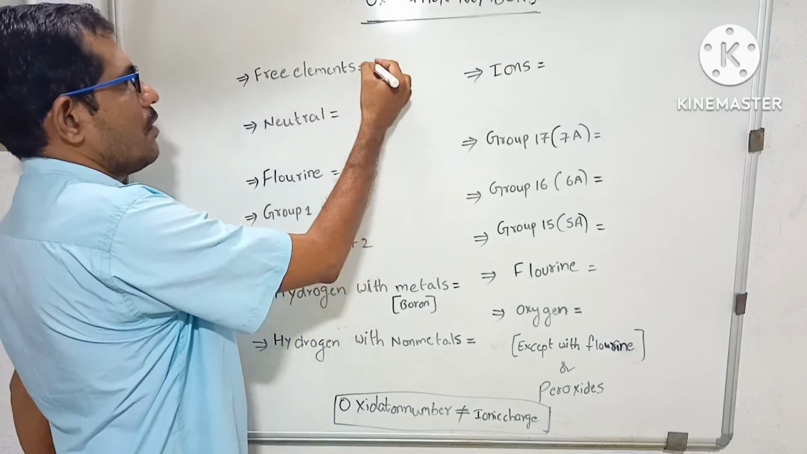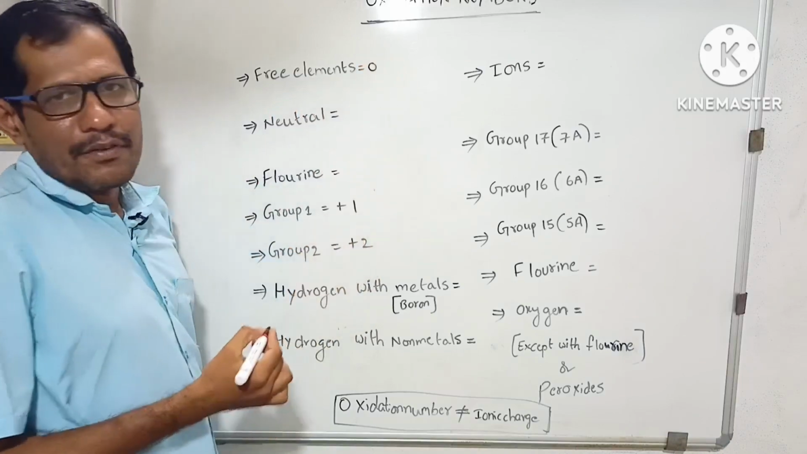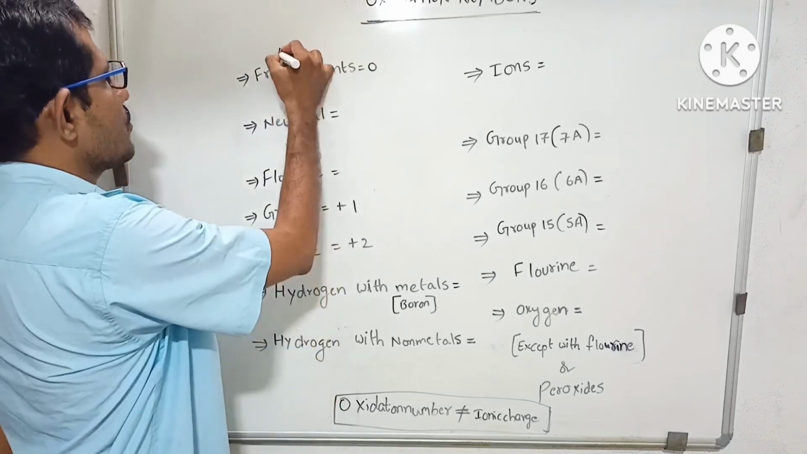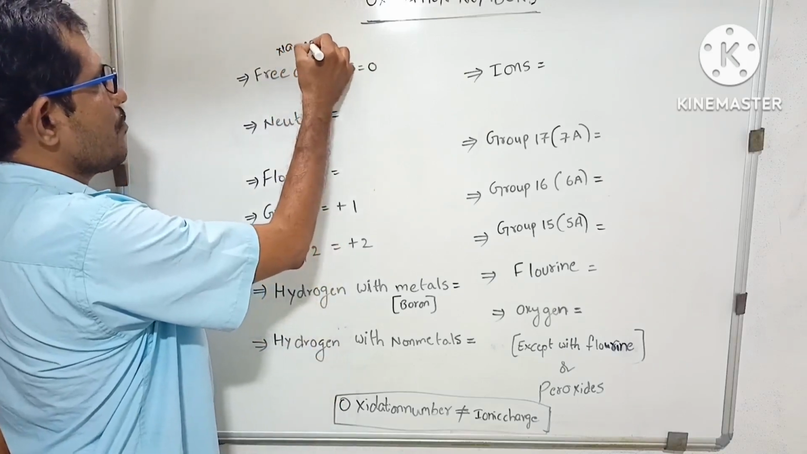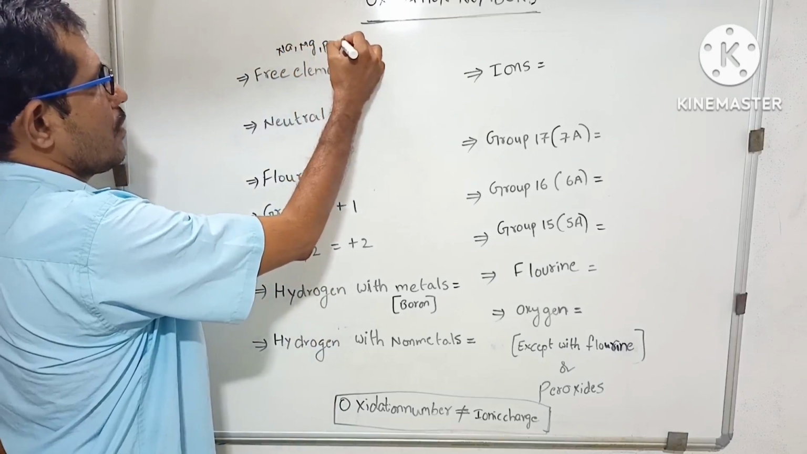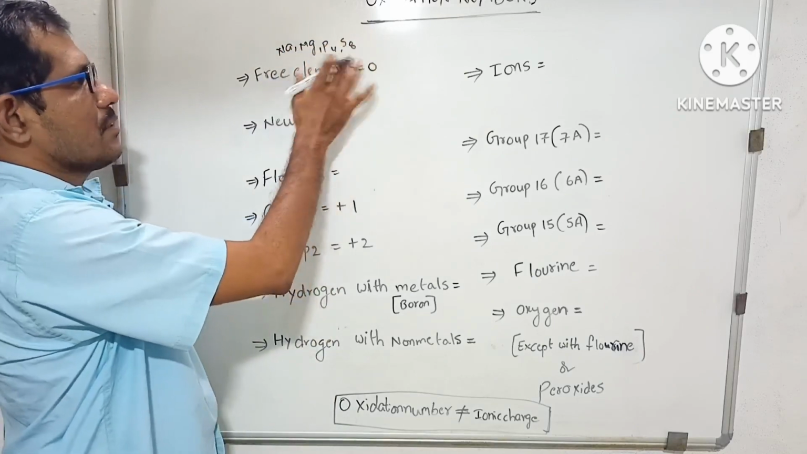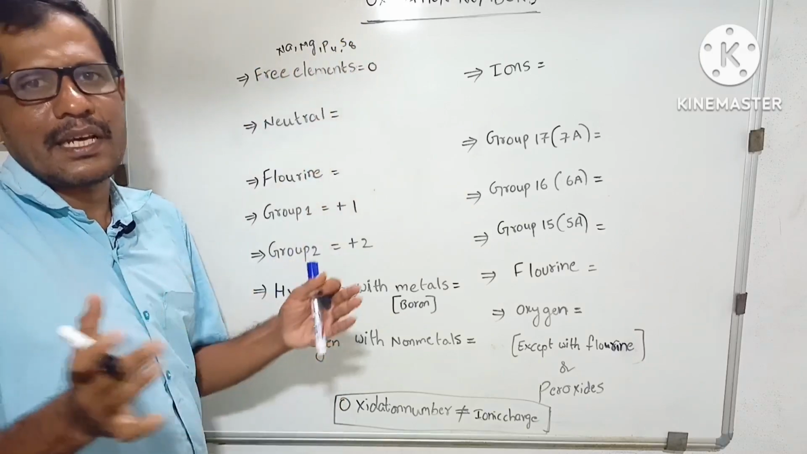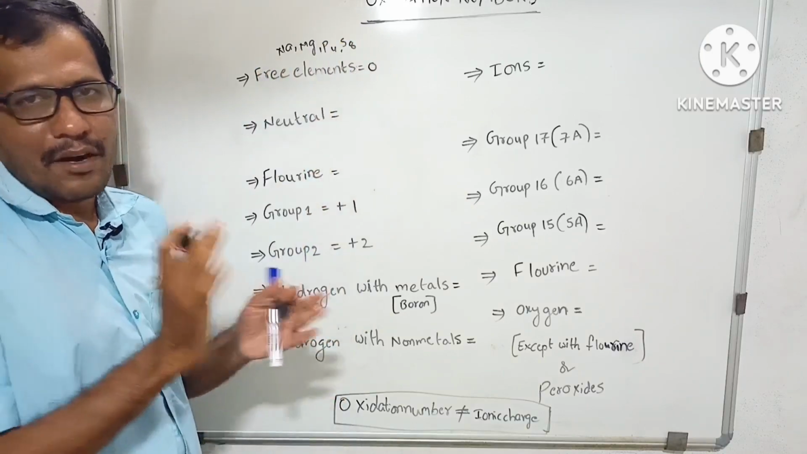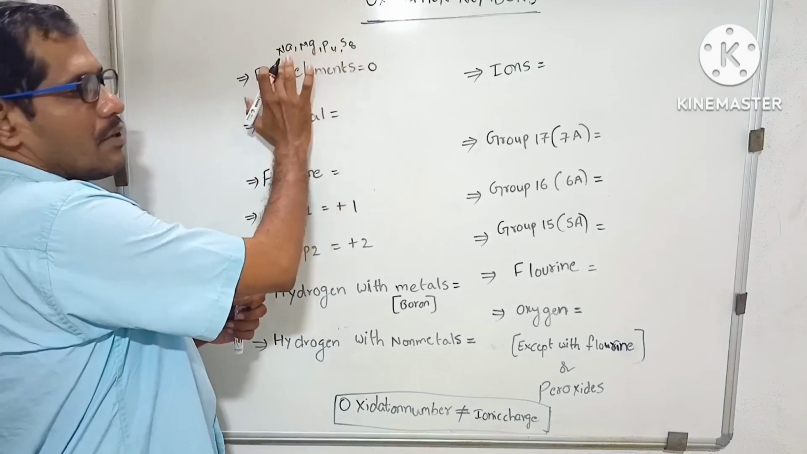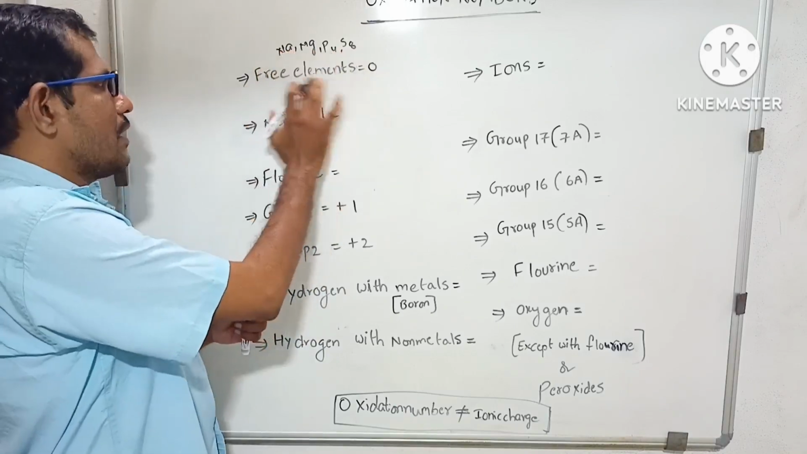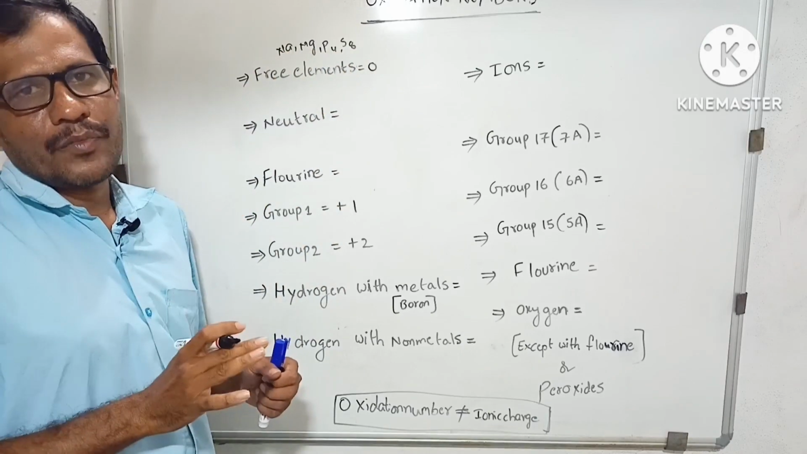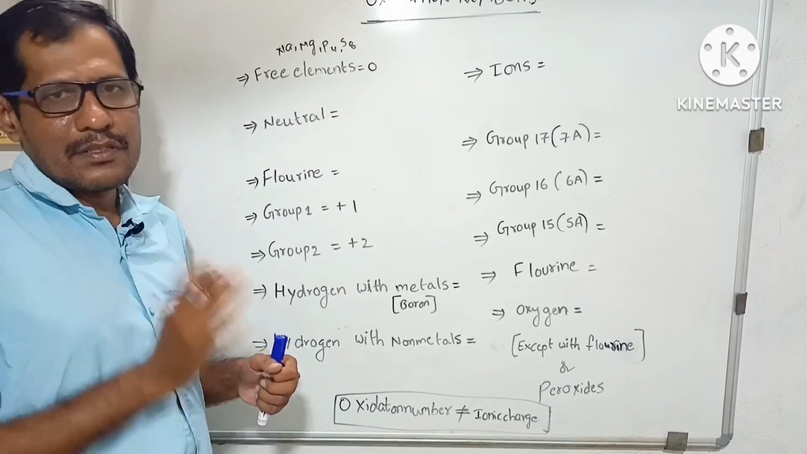So first, the oxidation number of a free element is 0. What is meant by free elements? If you take sodium, magnesium, P4, S8, these are free elements. They are existing individually, not mixing with another one. If you take NaCl, Na is mixing with Cl, not like that. So the free element oxidation number is always 0.